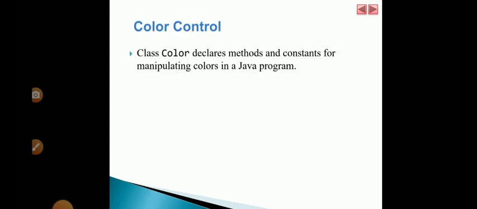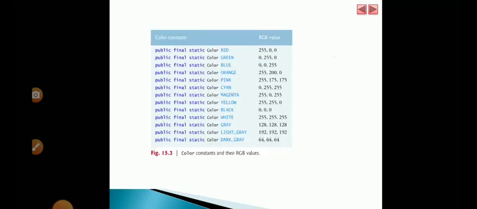First we are going to discuss the color control. In Java, if you want to use color, you have to use the Color class, spelled C-O-L-O-R. You have to create an object for the Color class. Normally, how will you represent a color? We can represent a color with three components: red, green and blue. Each color component has a value from 0 to 255.